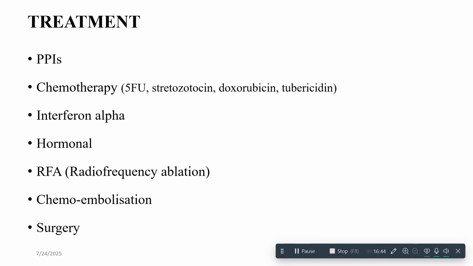Treatment includes proton pump inhibitors. Chemotherapy is used in this case because of the gastrinomas that grow, and which I said 80% of them are malignant. We use 5-fluorouracil, streptozocin, doxorubicin, and interferon alpha. Then for refractory cases, we have radiofrequency ablation, then surgery.